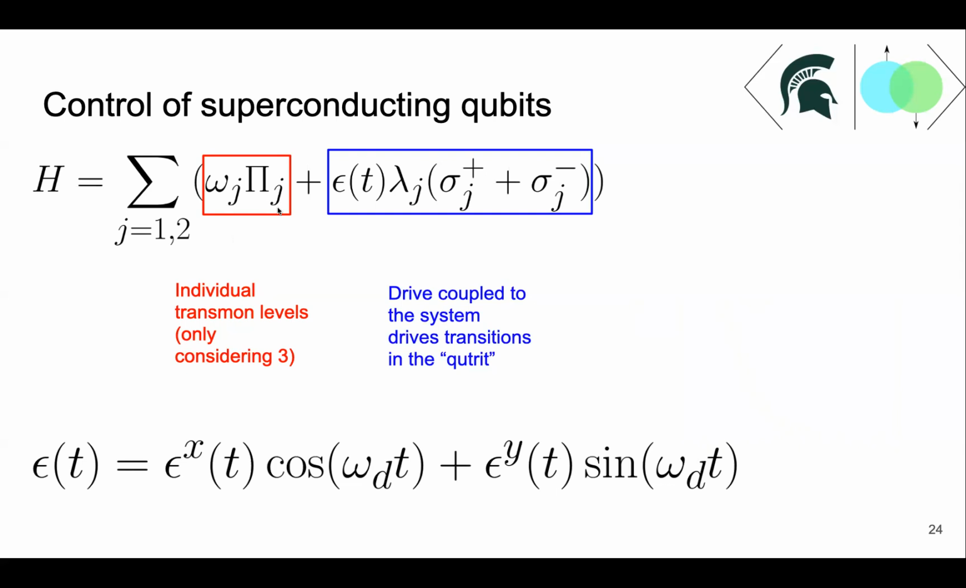In principle, you could consider more systems, but for now, we're just worried about leakage into this second excited state. So my Hamiltonian, which describes the driven system, is given by omega j, pi j. So omega j indexes the frequency of each transition, and pi j is sort of like the generalized sigma z operator. So it represents the operator which drives the transitions. And then this second part in here represents a classical drive applied to the system.